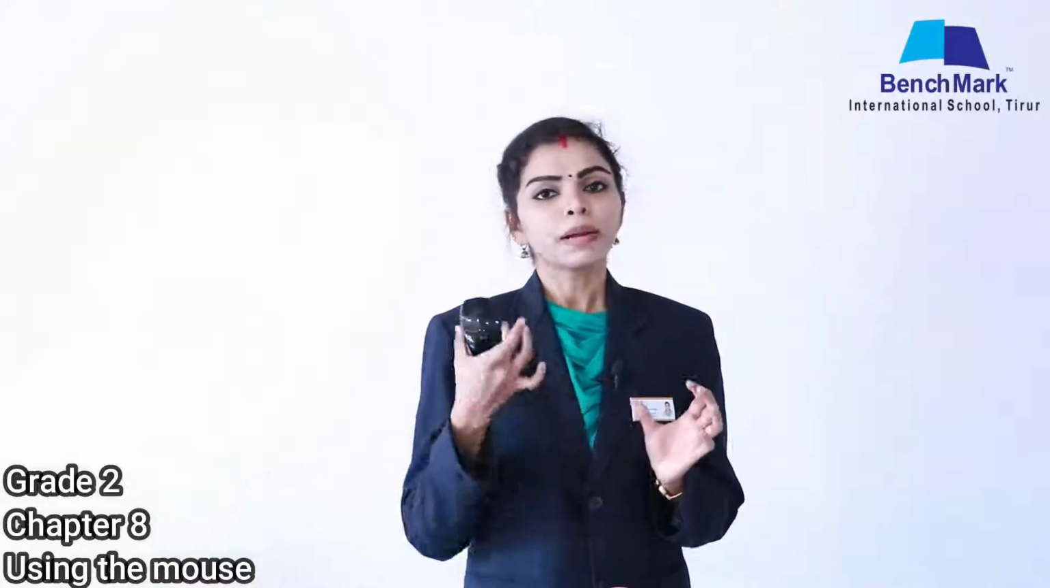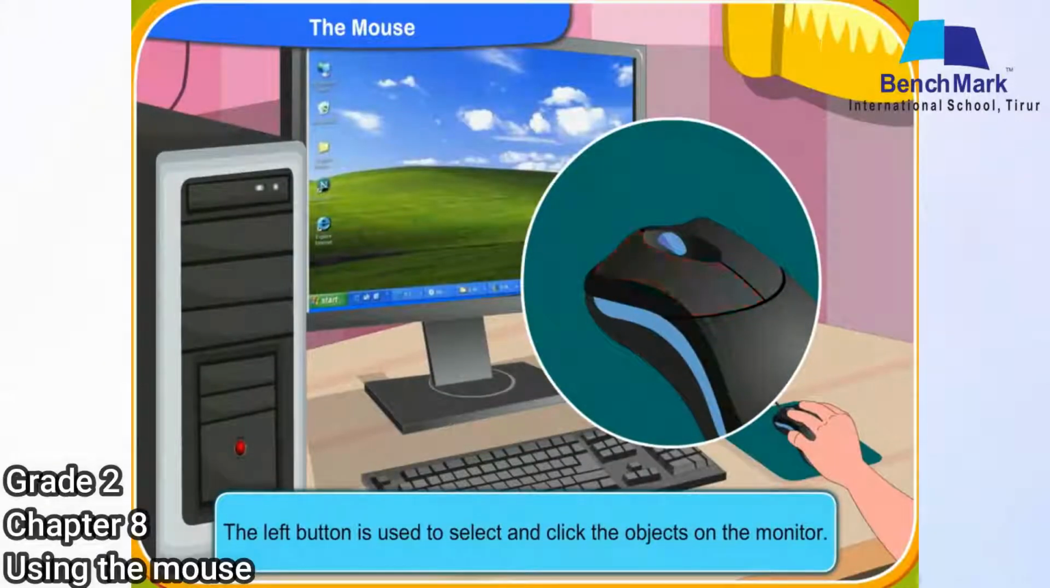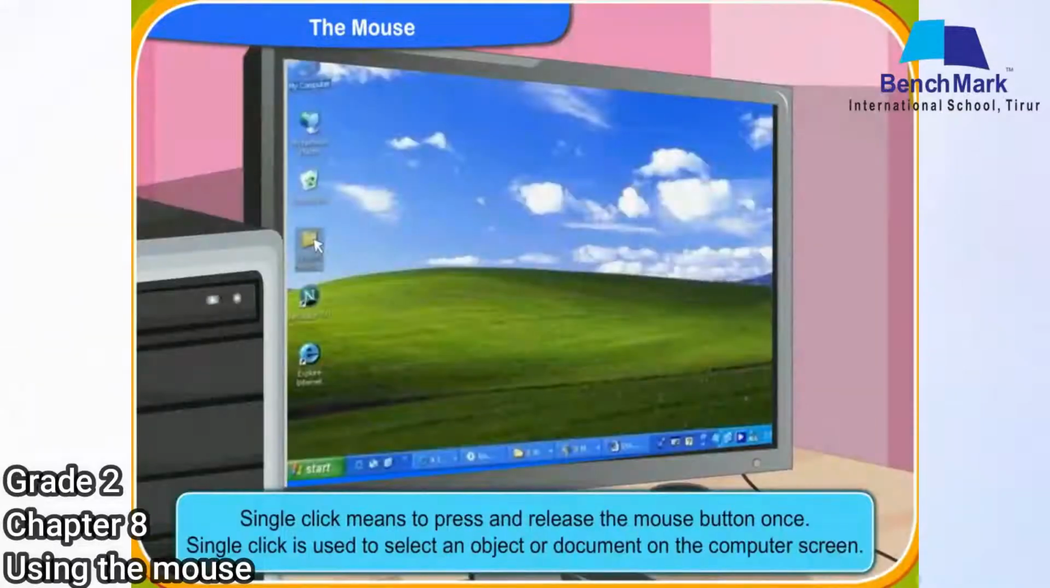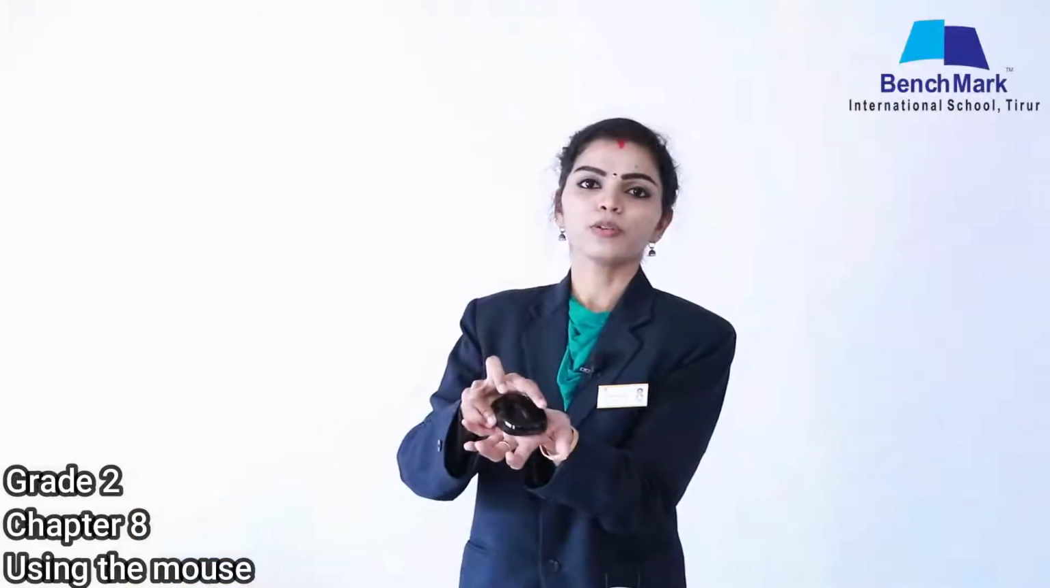Okay, so this is a wireless mouse. We also have a wired mouse, which is connected to our CPU box. But this is the wireless mouse. And this is the left mouse button. So by clicking it, we call it a single click. If you click 2 times, this is called a double click.